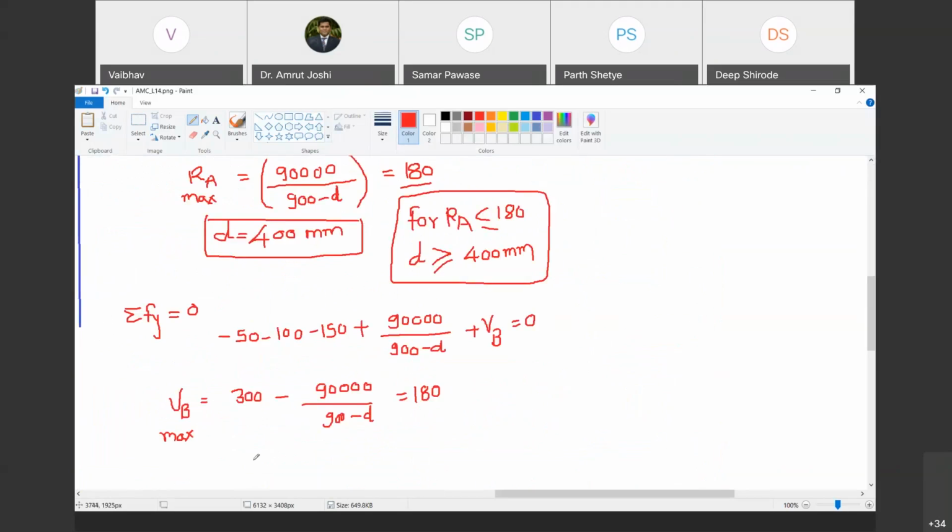तो अब मुझे बताओ क्या इसमें से आप D की वैल्यू निकाल सकते हो? चलो D की वैल्यू कैलकुलेट करते हैं. तो क्या होगा? 300 minus 90,000 divided by in bracket 900 minus D, bracket complete, equal to 180. Shift solve. So what is the value of D? I get D as 150. Do you agree with me? Yeah, please do it and confirm.